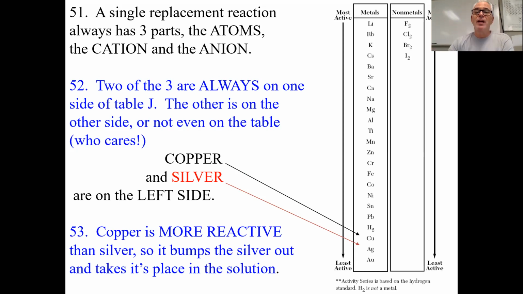In this case, copper is more reactive. The table tells us what to expect. We can predict the future. We don't have to do the reaction. Copper going into a silver nitrate solution, copper is going to jump into solution and push the silver out.